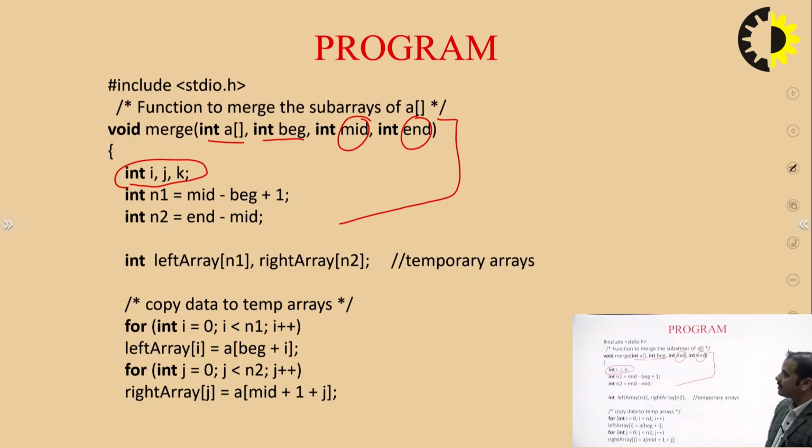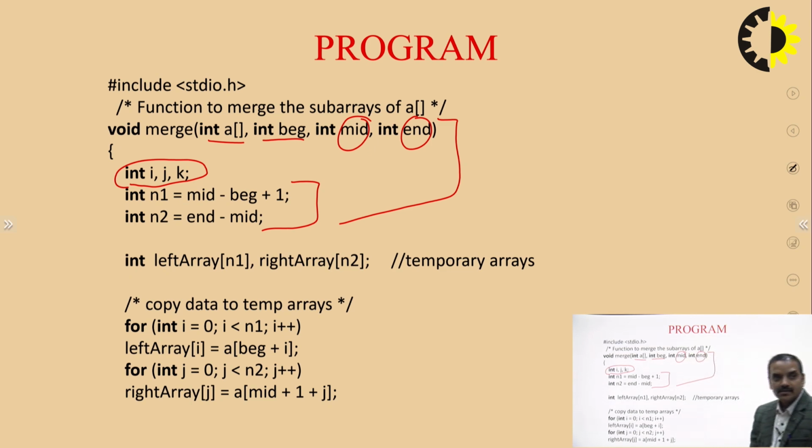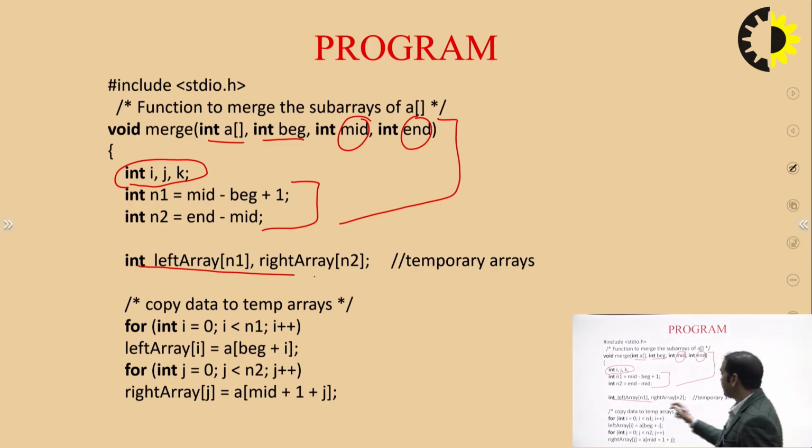After that we take two variables n1 and n2. n1 contains mid minus beg plus 1 and n2 contains end minus mid. By using these two variables, we find the initial data, which we compare to find out which element is less than or greater than. After that, we swap accordingly. Here, we have also used two arrays. The first one is the left array of size n1 and the second one is the right array of size n2. These are temporary arrays which are used to sort the given data in ascending or descending order.